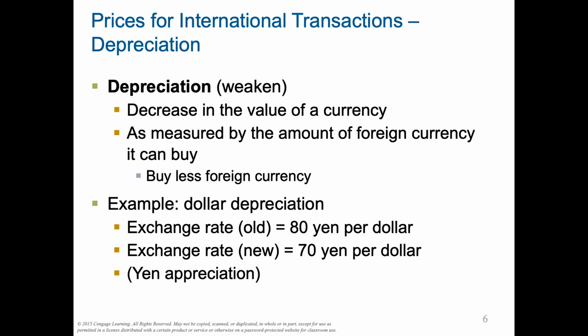Now, remember when I was saying that for everything that depreciates, there's an appreciation? So in this case, when we were looking at the dollar, and it went from $1 buying 80 yen to $1 buying 70, when the dollar depreciated, guess who gained? The yen appreciated.